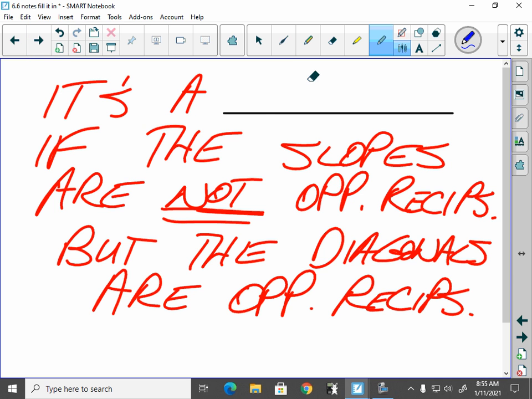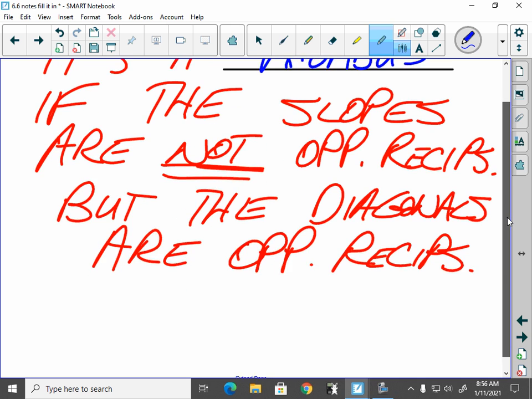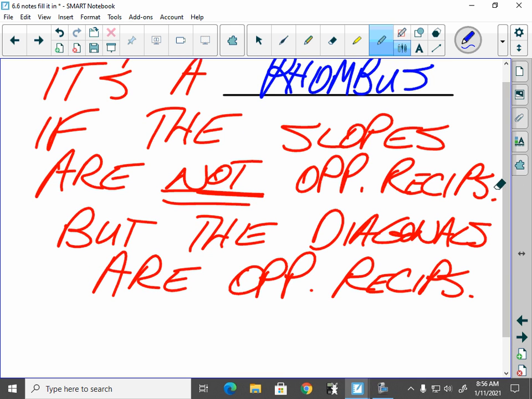What's the next shape? It's a rhombus. If the slopes are not opposite reciprocals, but the diagonals are opposite reciprocals. Okay, let's talk about this one. Are you ready? It's a rhombus. Okay, so I'm going to draw a rhombus. What's a rhombus? Oh yeah, it's a slanted square, like this. And what's the slanted rectangle called? Nothing. Oh, dang it. That was not it. It's hard to draw these.